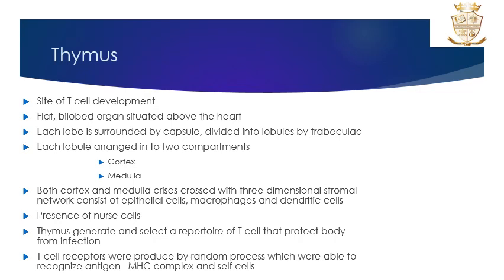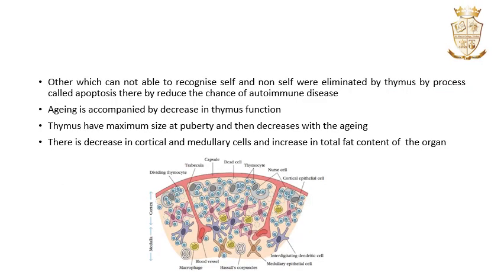The thymus eliminates those T cells which cannot recognize the antigen MHC complex by the process of apoptosis, and thereby reduces autoimmune diseases. More than 95% of cells are destroyed by this process. As mentioned earlier, the cells which cannot distinguish self and non-self are eliminated by apoptosis, otherwise causing a chance of autoimmune disease. Another factor which influences the thymus is aging.